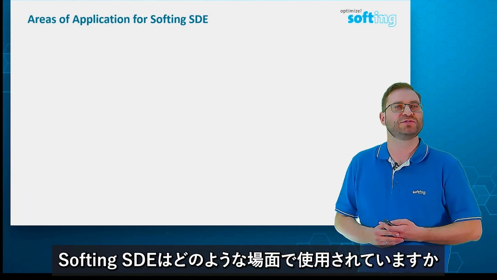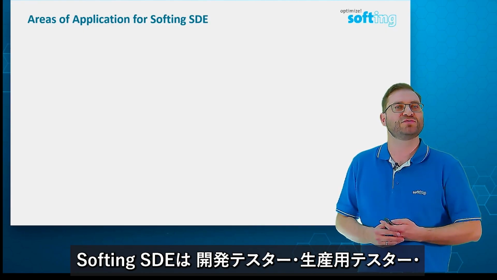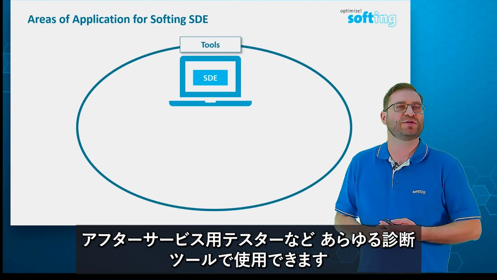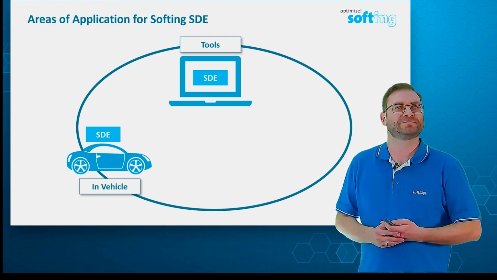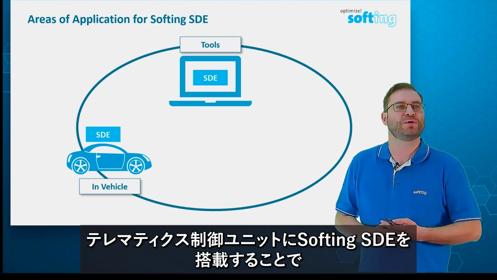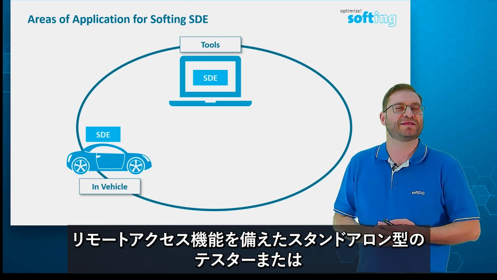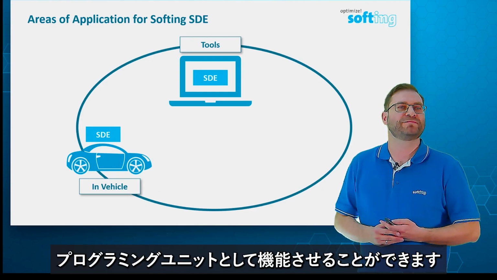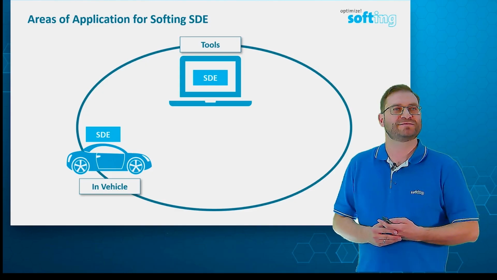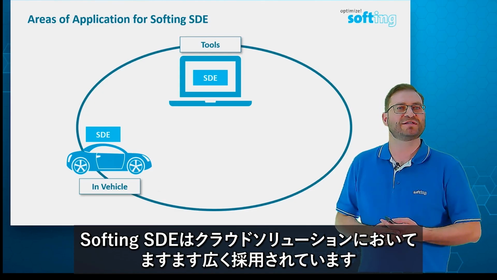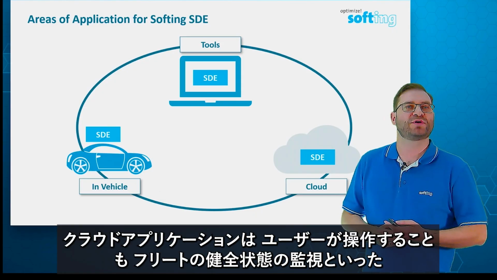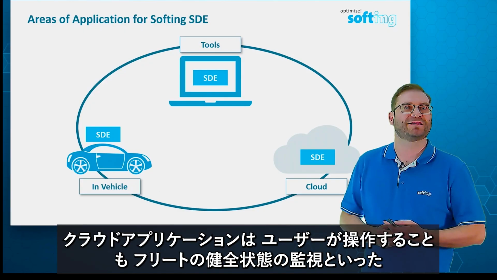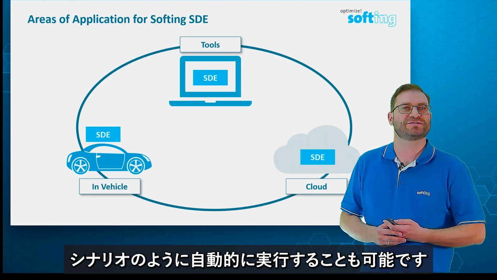Where is Softing SDE used? Softing SDE can be used in all kinds of tools, like development testers, production testers, or after-sales testers. Softing SDE can also be found directly in the vehicle. A telematic control unit can be equipped with Softing SDE and act as a standalone tester or programming unit with remote access. Softing SDE is increasingly being used in cloud solutions. A cloud application can be operated by the user or run automatically, like in fleet health state scenarios.